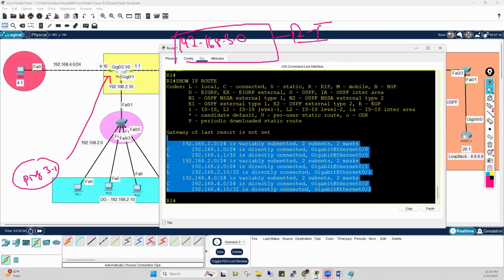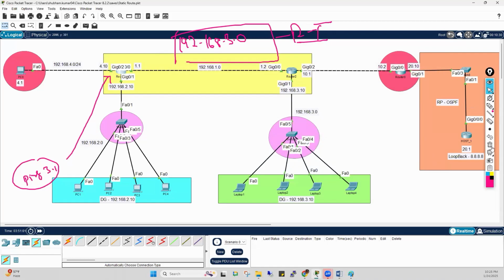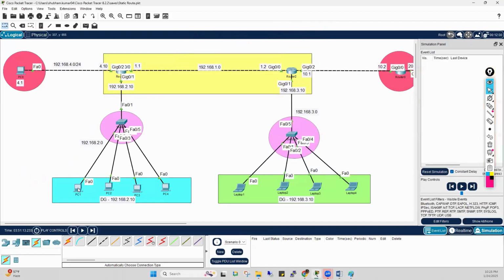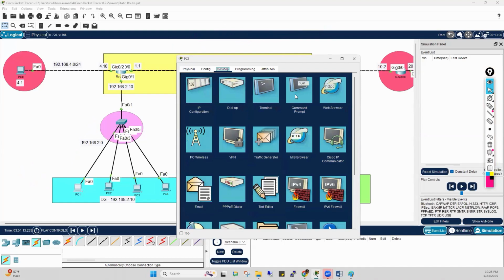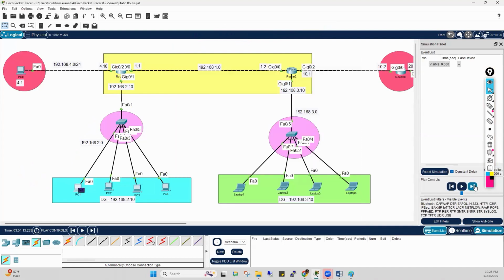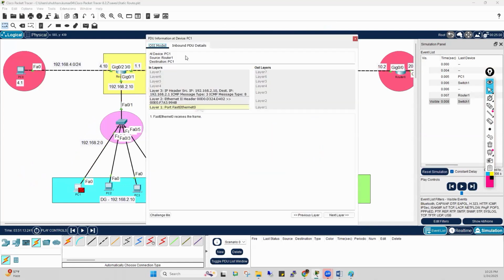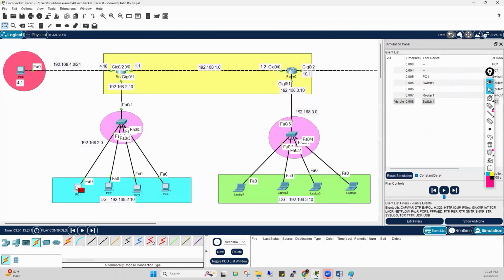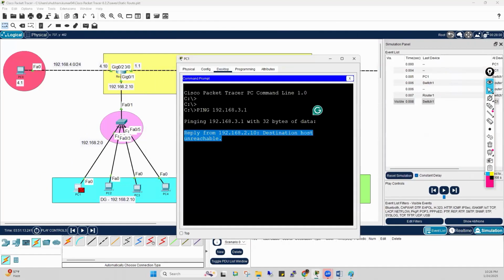If this router doesn't know where it needs to forward the packet, then how will this router forward your packet? That is not possible. Getting my point, everyone? Yes or no? Right? For example, I go to the desktop, command prompt, I am writing ping 192.168.3.1. Packet, switch. Here, see your packet. This router is not forwarding your packet. Your packet comes back. And when you go to the command prompt, see what error you are getting.